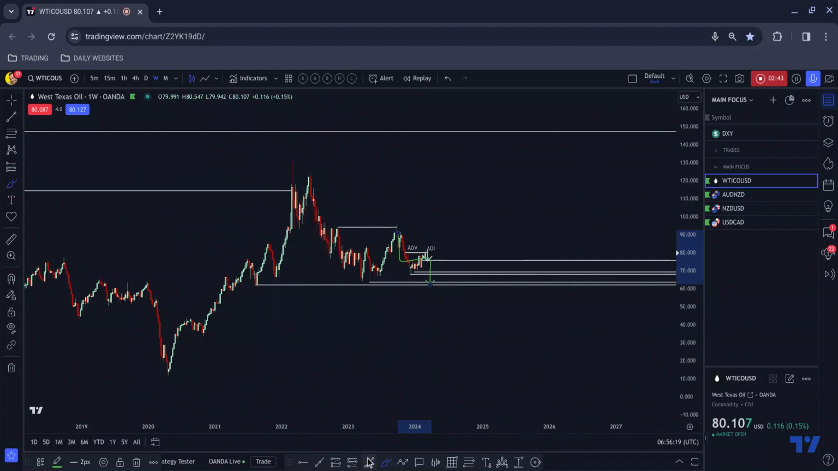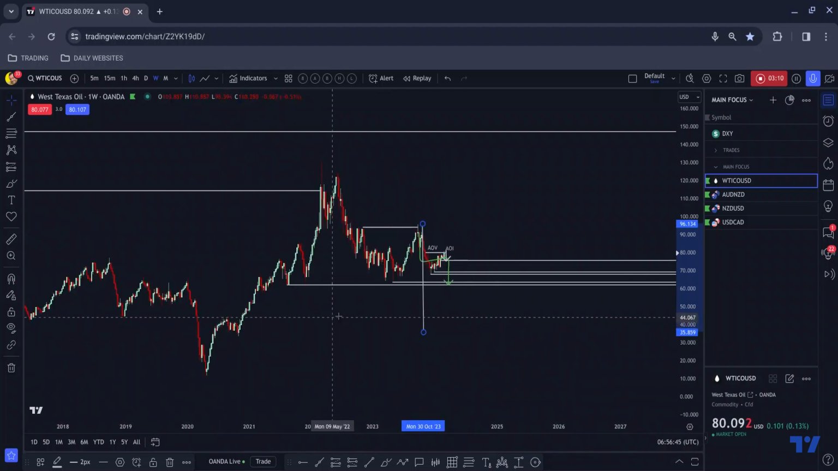Okay, and if we just measure the impulse, okay, that's the wrong tool. Let's try and get that off. Right, so if we just measure the impulse, so what I'm doing here is I'm measuring from here to the base, and then we assume that the continuation leg out is of a similar length. That would actually take us all the way down to here, which mathematically lines up with this low here.